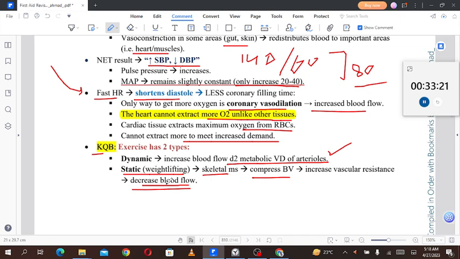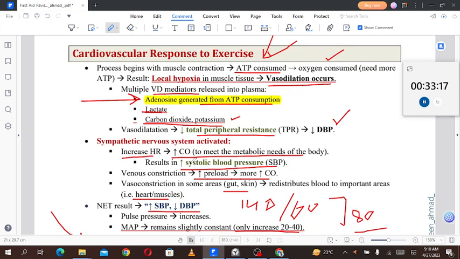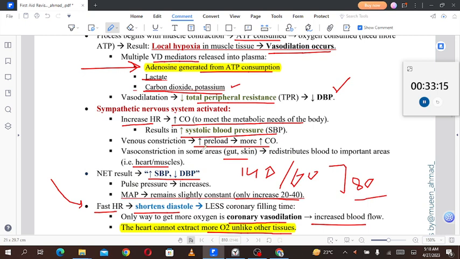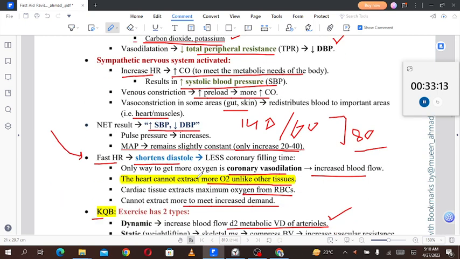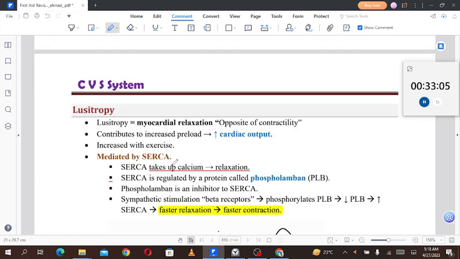So there are two types of exercises. When you're talking about exercise in general, talk about the vasodilation and the sympathetic innervation and net pulse pressure increase and heart rate increase, stuff like that. But when you're done with that, now take the differential that either it is dynamic or static exercise. So then you have to differentiate between the two.